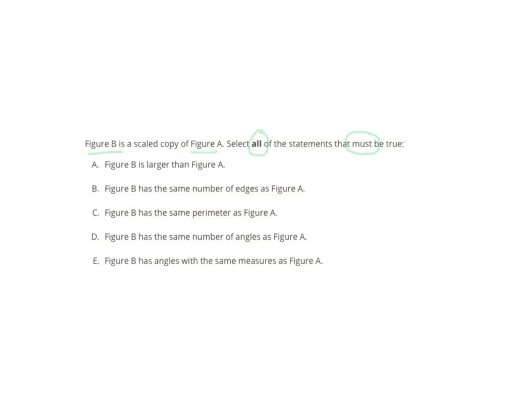So figure B is larger than figure A. Well, that could be the case if you had a large square and a small square, but that is not a must because you could go in the opposite direction. So that one's not going to work.